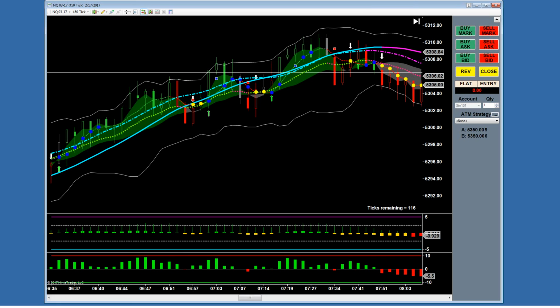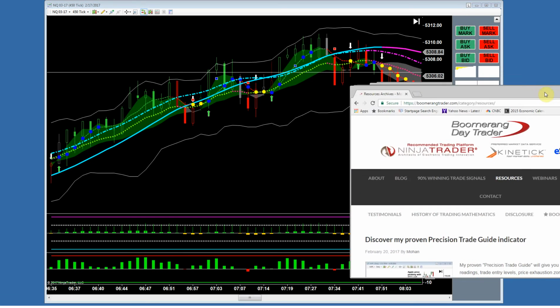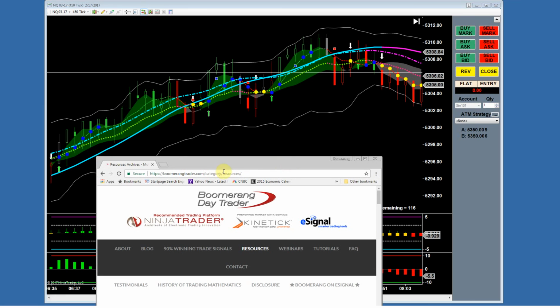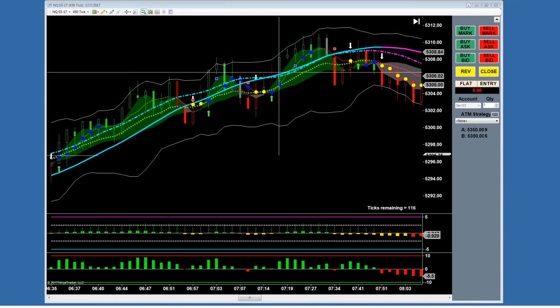Now, for all things default Boomerang, all you've got to do is go to boomerangtrader.com. When you get to the site, you can look at the home page and watch the video on there to start if you're absolutely brand new to Boomerang. Then you go to the resource section, and you'll find these exact methods explained in crisper, more involved detail.